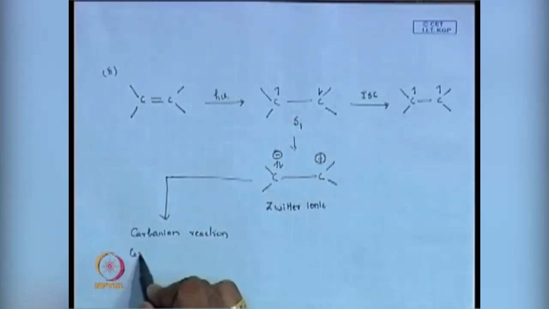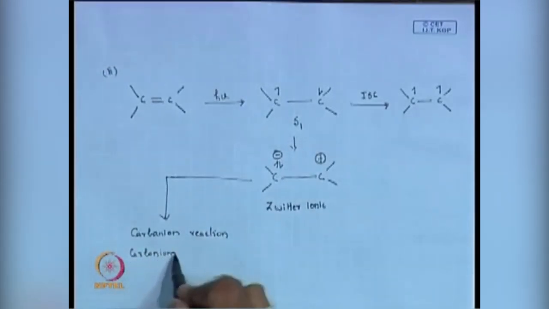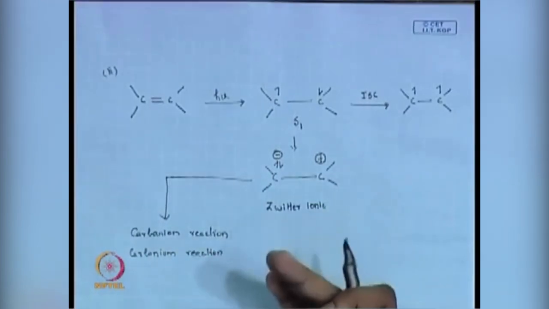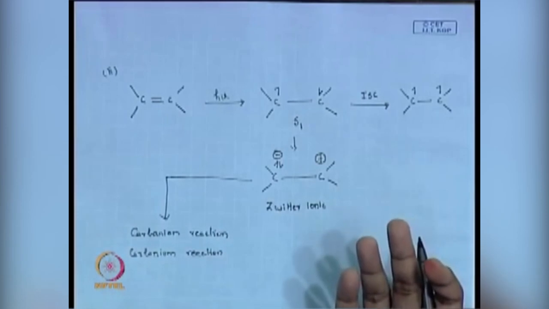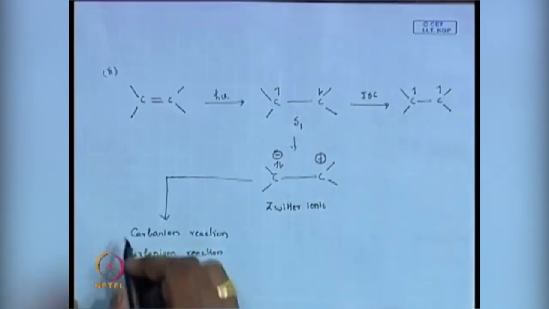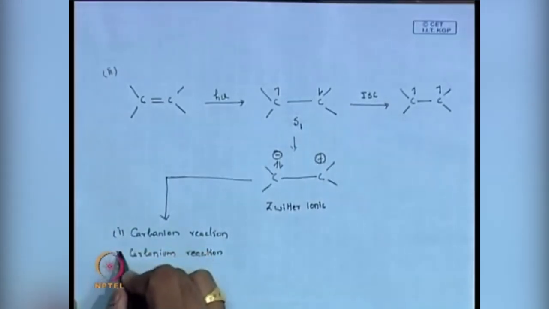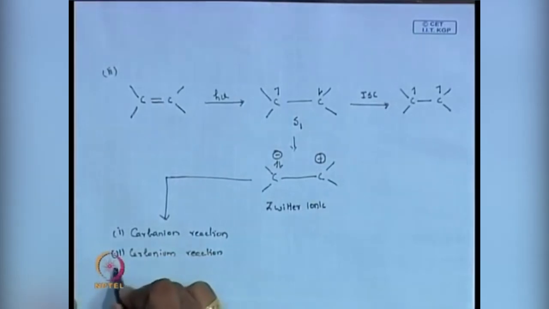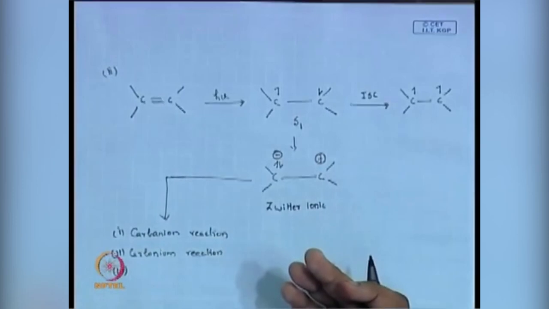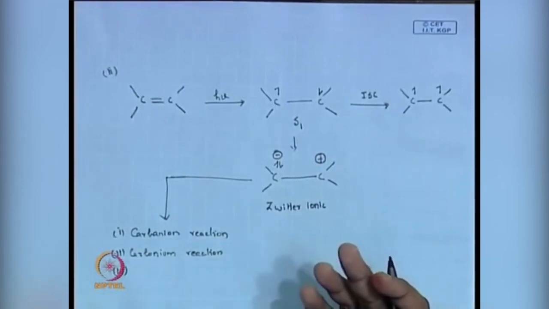You can think about your carbonium ion reactions. What are the carbonium ion reactions? If you are creating a carbonium ion, then you can do rearrangements. That type of reactions you can look for. Then you have a minus and a plus, you can do additions, right? Dimerization type of reactions.